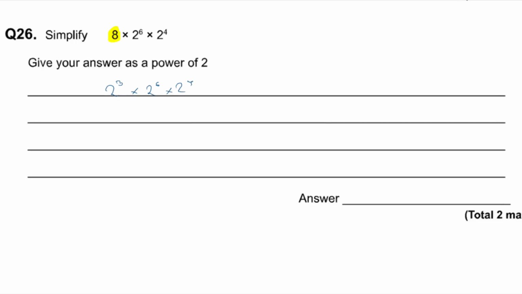And then I've noticed that I've got the same base, 2, 2, and 2. So I'm going to add the indices, 3, 6, and 4. Add those together. So 3 plus 6 plus 4, that sums to 13. So that's going to give me 2 to the power of 13. Okay, 2 to the power of 13.